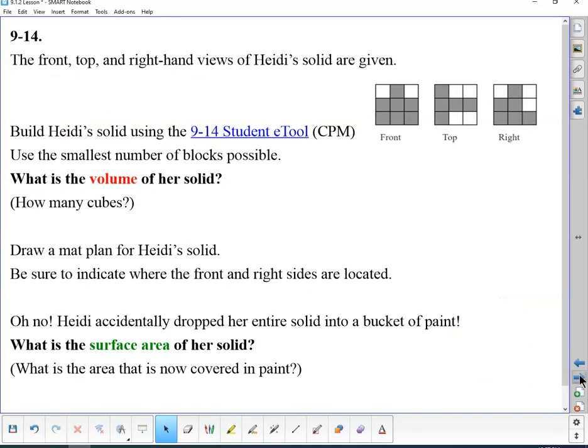So here we go. Here we have Heidi's solid with the front, top, and right view shown. Our job is to build it and then figure out the volume. And then she dropped it in paint. How much of it would be covered in paint? So we're going to be frosting our cake on the top and the bottom and all the sides. But anyway, let's give this a shot and see what we can get to.